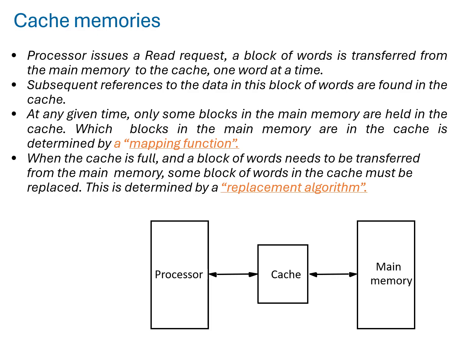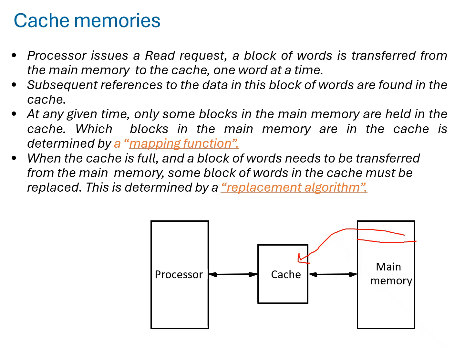When the processor issues a read request, a block of words is transferred from the main memory to the cache memory, one word at a time. Subsequent references to the data in this block of words are found in the cache. For example, here we have one block of data. The whole block of data will be transferred to the cache memory, not just one word, for reference.